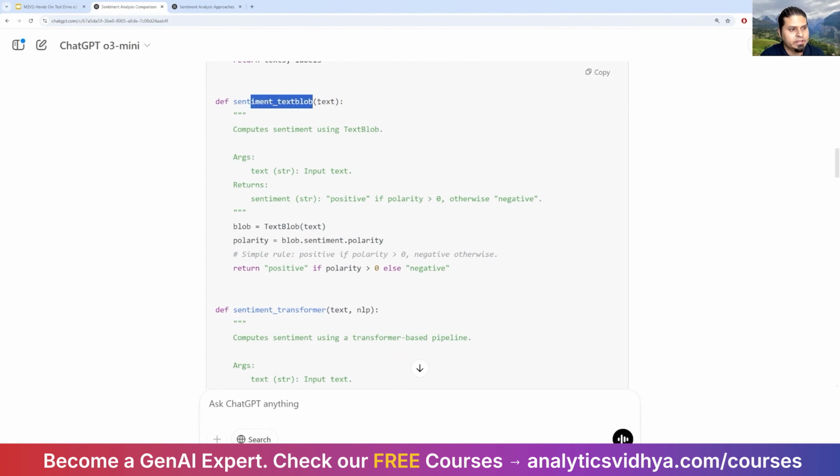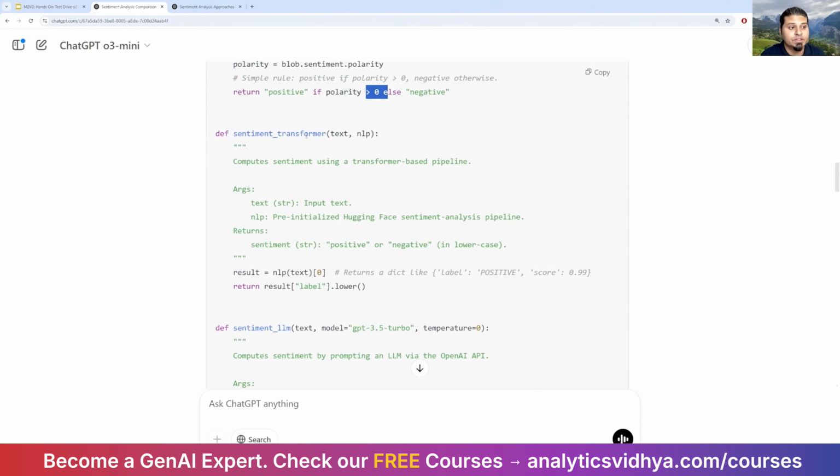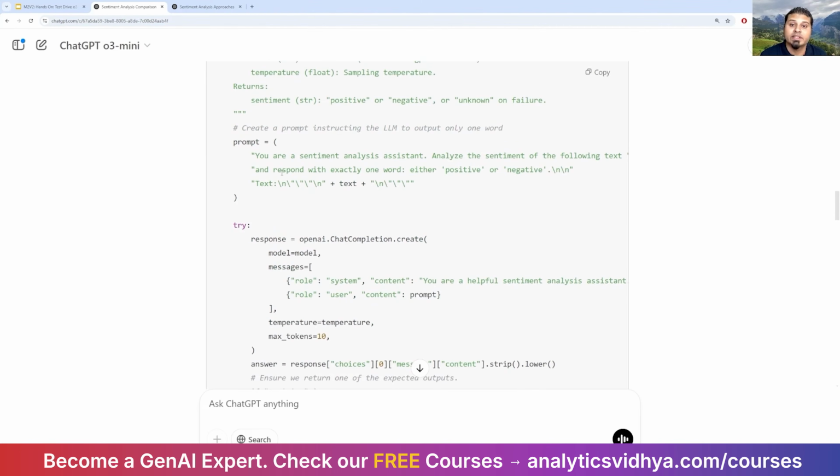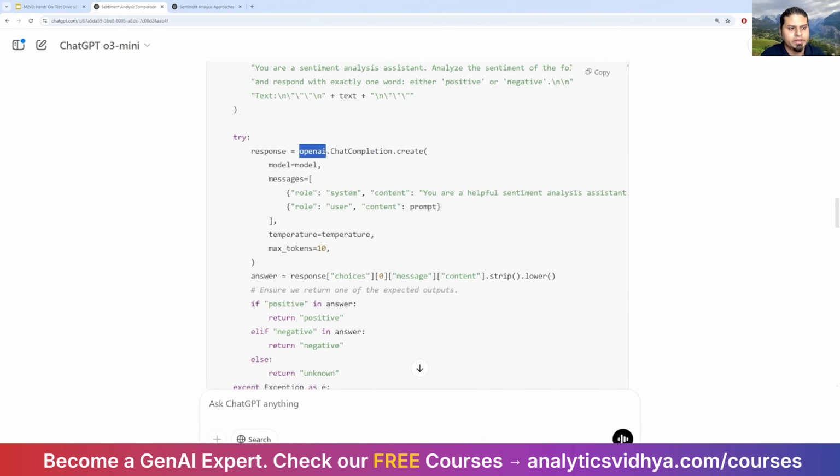And then it defines a function called sentiment text blob, which does the first approach, lexical analysis, where text blob can help in detecting the polarity, which is either positive or negative based on a particular score. And then it uses a transformer for the next approach, where it will pass it to a particular transformer model in this function. And the last one, it uses a large language model. And as you can see, it has created a prompt for us also for prompting the LLM, saying you are a sentiment analysis assistant, analyze the sentiment of the following text and respond with exactly 1 word, positive or negative. And it uses the OpenAI library.